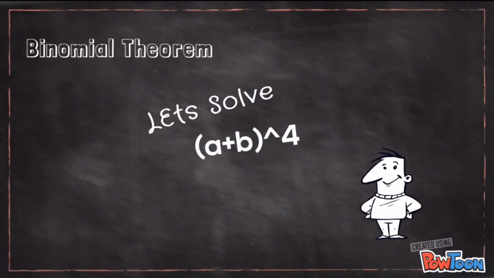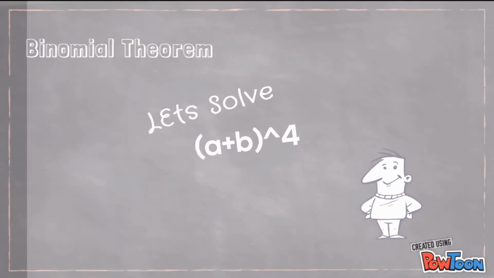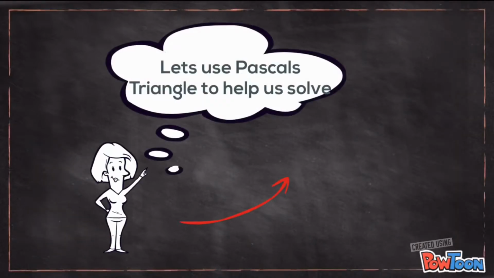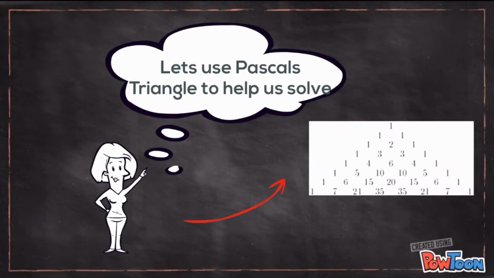Using the binomial theorem, let's try and solve a plus b raised to the fourth power. Let's use Pascal's triangle to help us solve. But first, what is Pascal's triangle? Basically, it is a pattern where you start with 1 at the top, then continue placing numbers below it in a triangular pattern. Each number is the sum of the numbers directly above it.